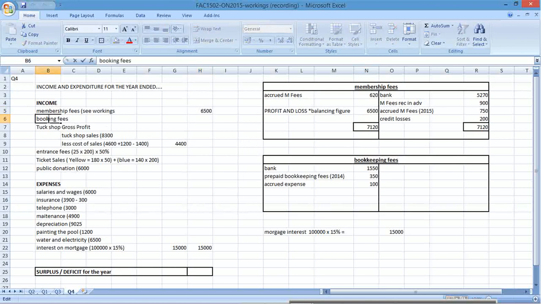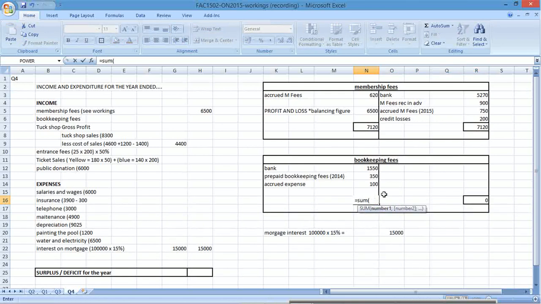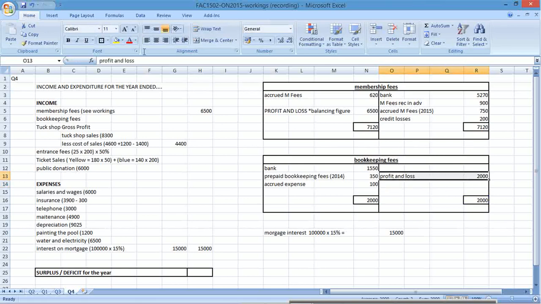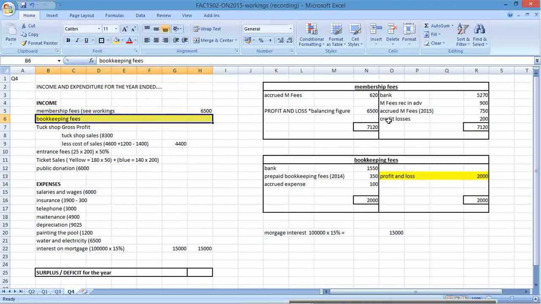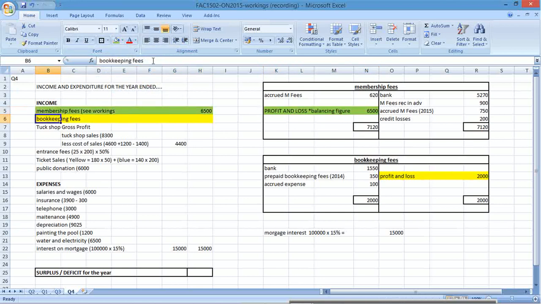Okay, bookkeeping fees. The same thing would apply here. I would sum up all of this, and 2,000 would be the profit and loss. So 2,000 goes there, and that goes there. Okay, so the bookkeeping fees, oh, be careful. Bookkeeping fees is an expense, not an asset, not an income.